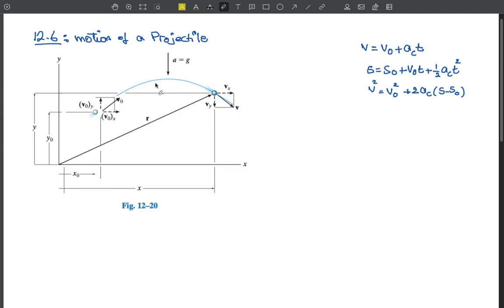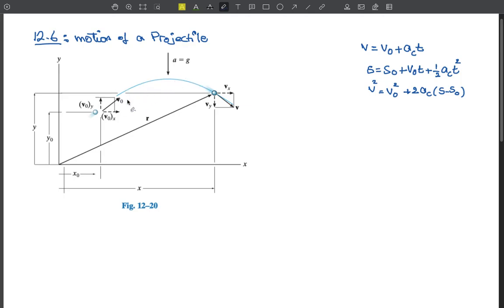A projectile is something that you throw in the air, for example. Assume you're throwing a rock or a ball. You might be shooting, so it could be a bullet or whatever. So this rock, for example, is traveling this path. It's a curved-like path.